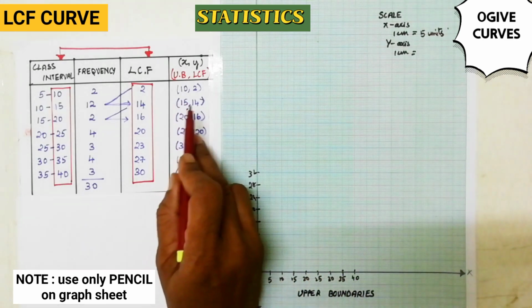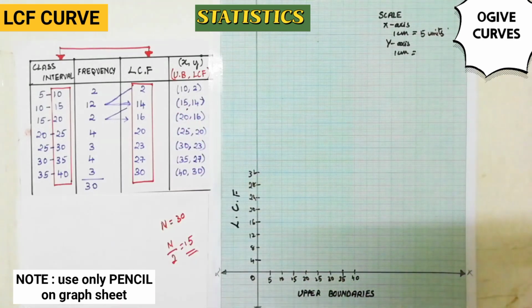Now let us plot these points. First point is 10 and 2. At 10, 2. 2 means it comes in between. Use a small x sign to indicate the point.